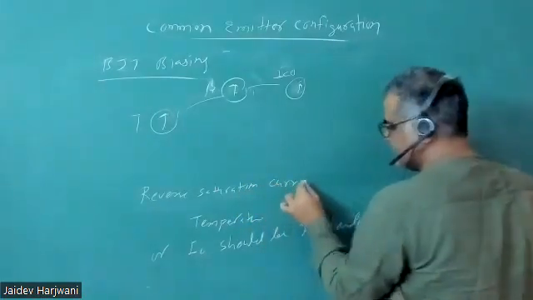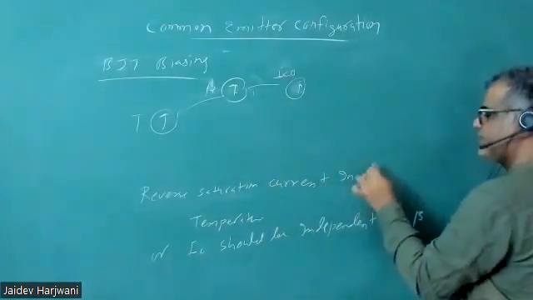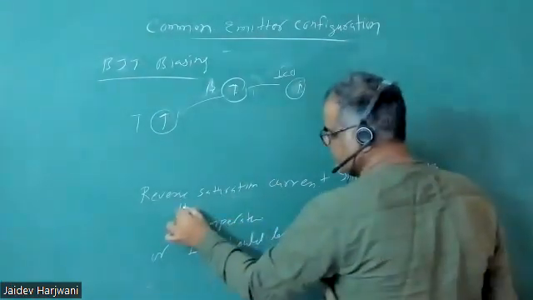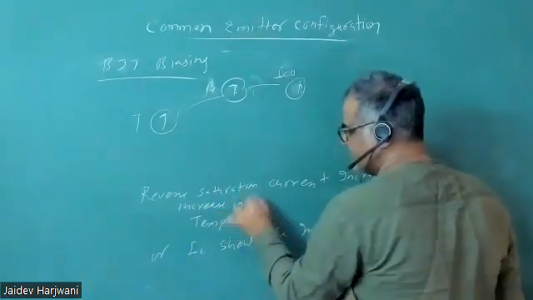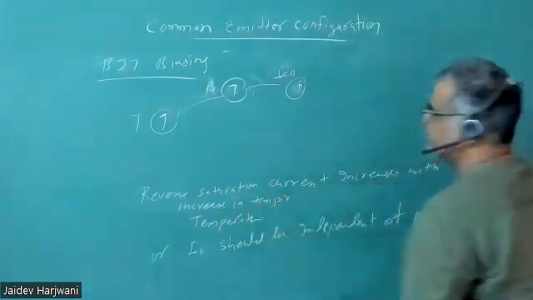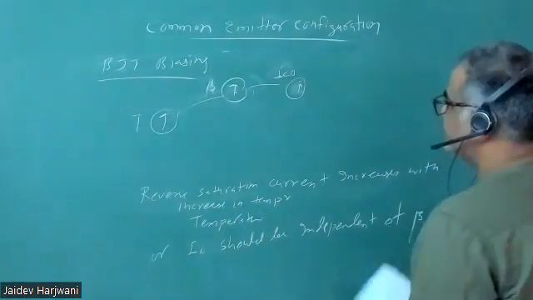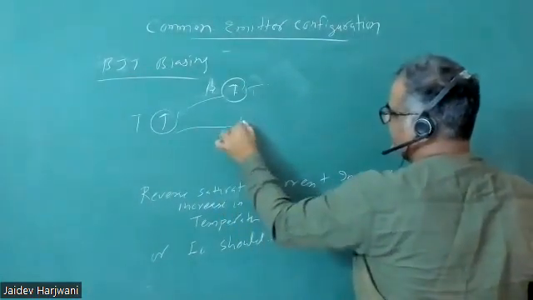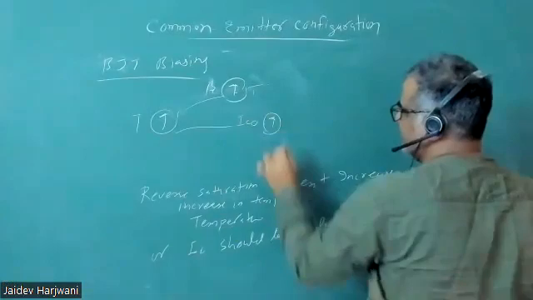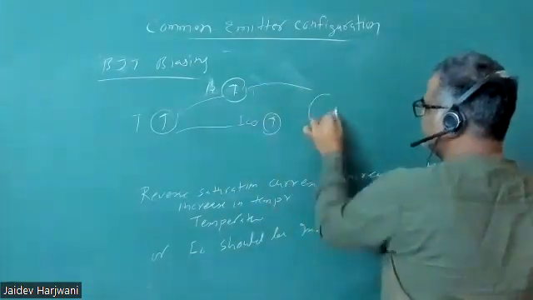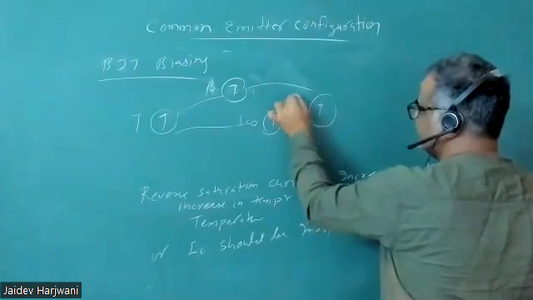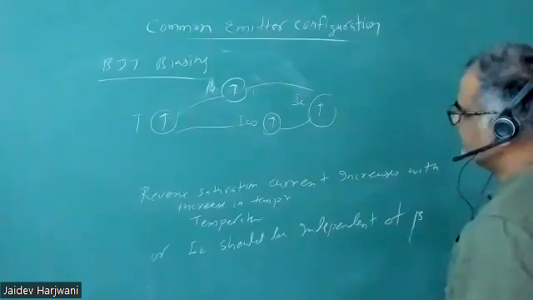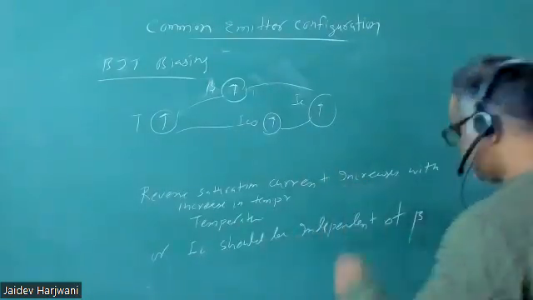Okay, it increases with increase in temperature. When you're increasing the temperature, you are increasing the beta, or you can also say you are increasing the reverse saturation current, ICO. When beta increases, your IC increases. When ICO increases, then also your IC increases. So that dependence we have to reduce.